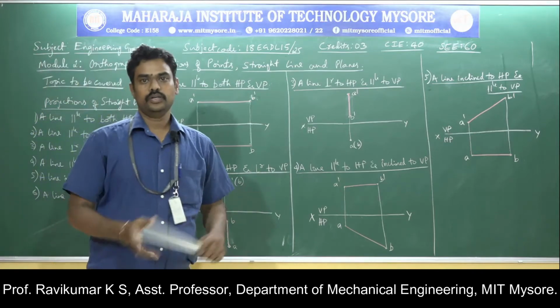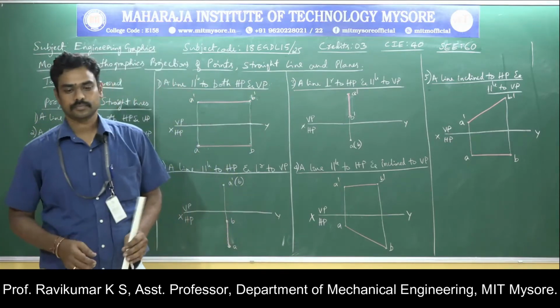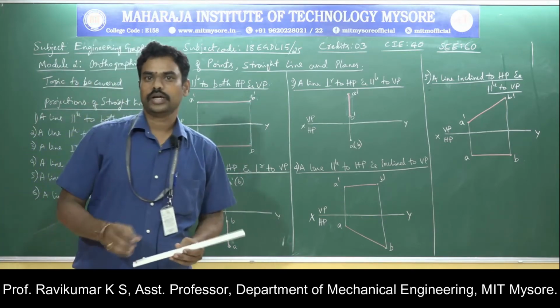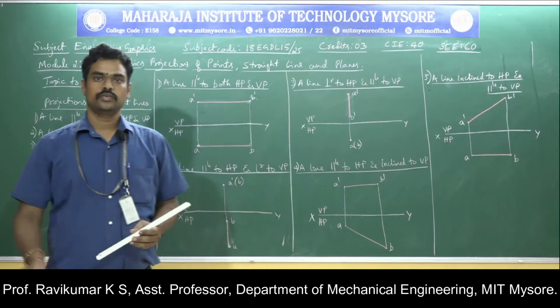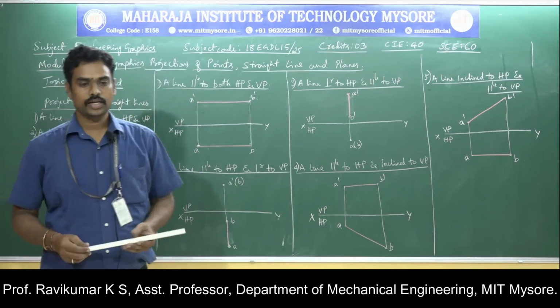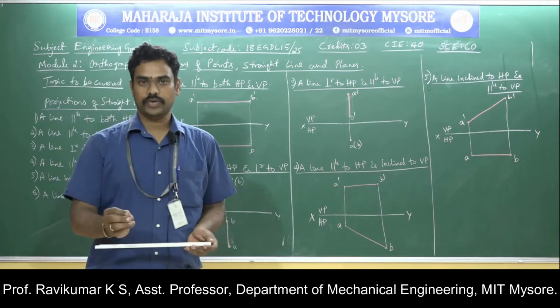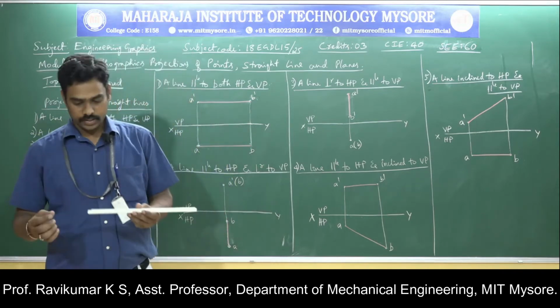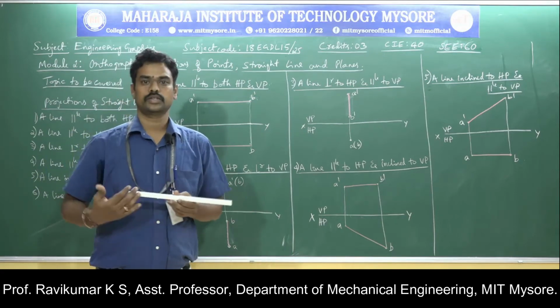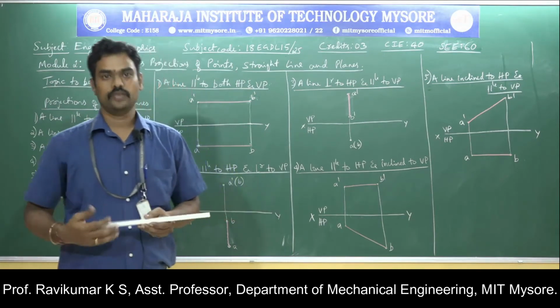The difference between a point and a line: a point is dimensionless. It has only the coordinates, the distance from X and the distance from Y. But a line is the shortest distance between two points. Say for example, this is a line AB. The distance between A and B is called a line. It is one dimensional.